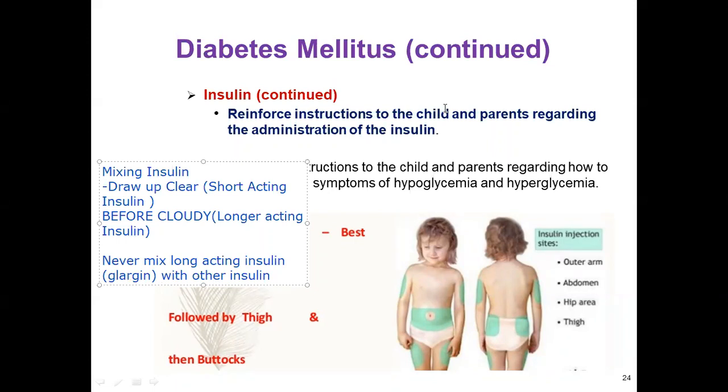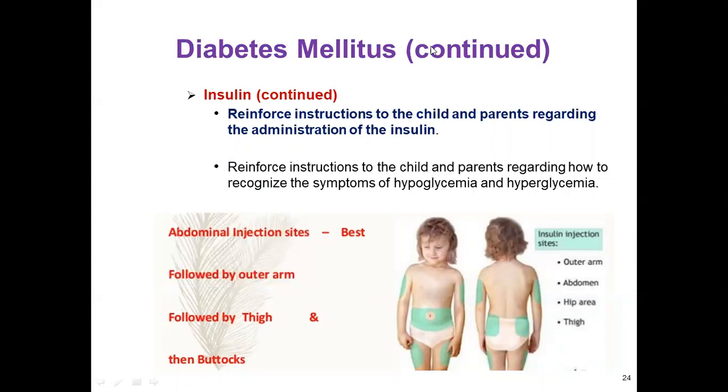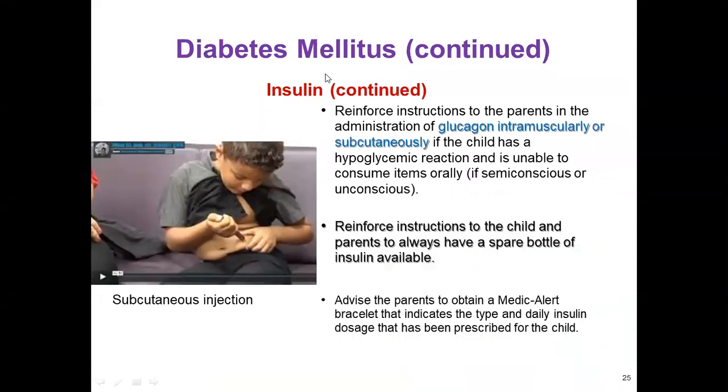So now let me go to the next. Insulin here. Self-monitoring of blood glucose and insulin injection. Reinforce the instruction to the parents in the administration of glucagon intramuscularly or subcutaneously, right? Glucagon, you see.